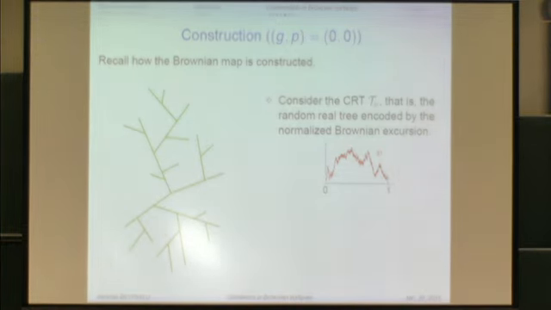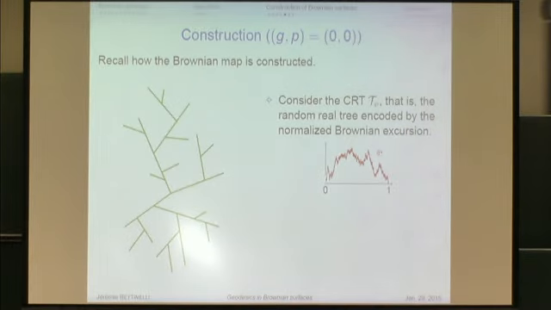If you weren't there before, the Brownian map is constructed like that. You first start with the CRT. So Jason just explained what the CRT was. It's a tree encoded by a Brownian excursion. Of course, this is not a computer simulation, so that's why it's very simple.